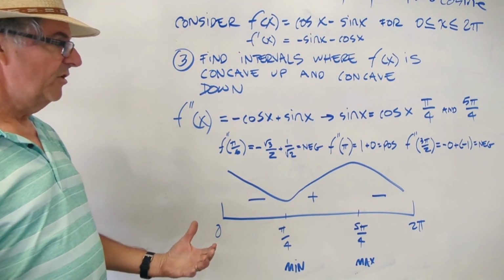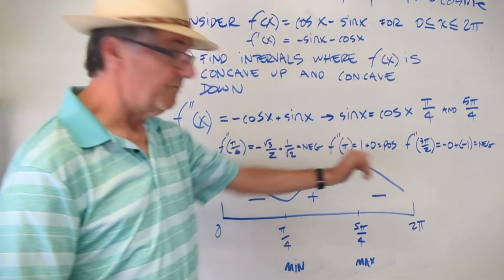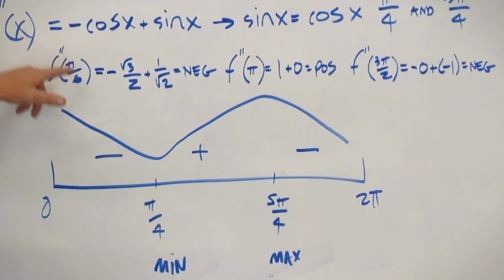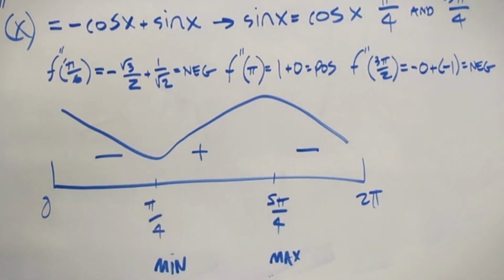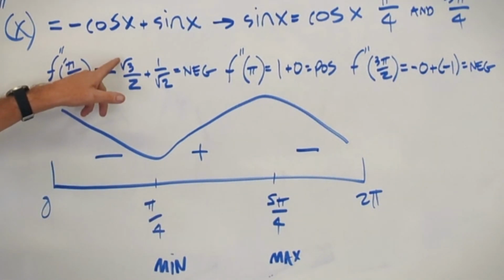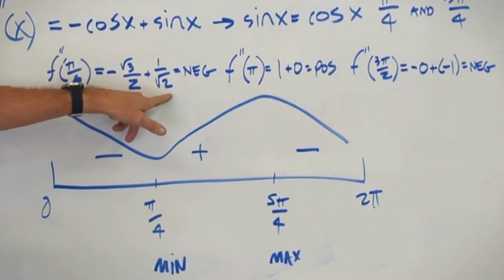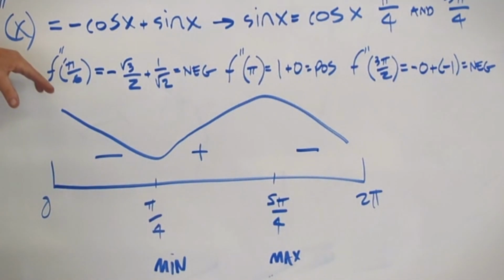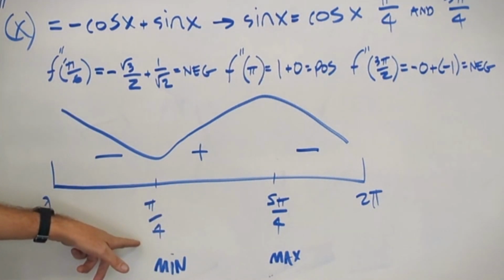All right, so I had to plug in 3 values to figure out my concavity. There's the result from that. I just picked my first one. I took the second derivative of pi over 6. That's in between here. That's 30 degrees on the unit circle. And I remember that the cosine is root 3 over 2. I got a negative: minus root 3 over 2 plus 1 over root 2. That's going to be a negative number. So I have my negative. My line is coming down. That's going to tell me I have a minimum here at pi over 4.